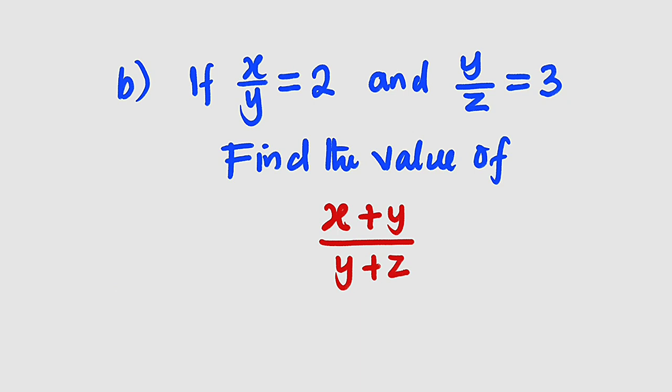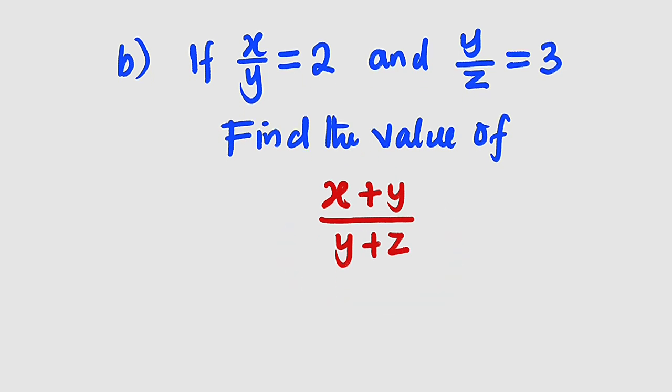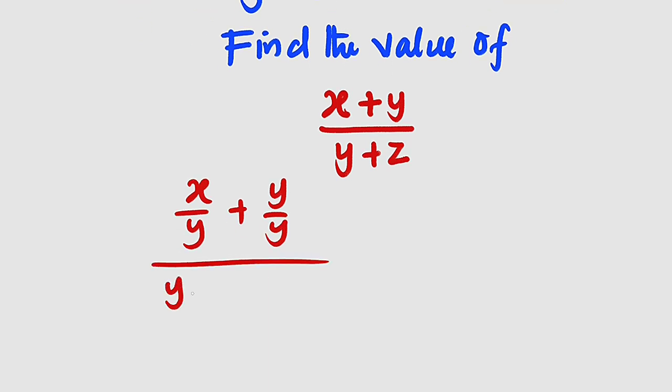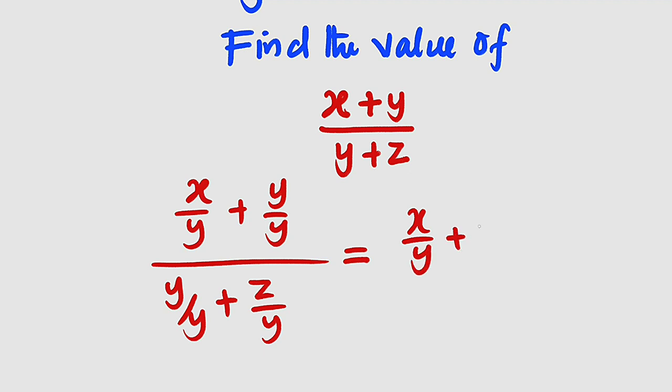So here is question 1B. We are given that x divided by y is equal to 2 and y divided by z equals 3. We are asked to evaluate the whole of this expression. So let's start from the expression. I would like to divide every single term by y. So to the top we have x divided by y plus y divided by y. Then to the bottom we have y divided by y plus z divided by y. If you simplify this, you have x divided by y plus 1, because y divided by y is 1. And also here we have another 1, then plus z divided by y.